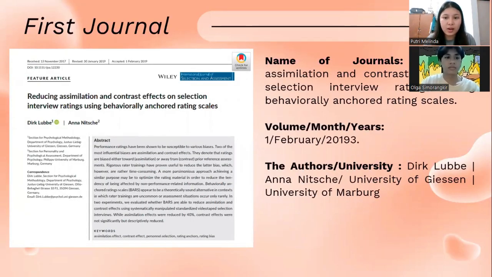Okay, the first journal. The name of the first journal is Reducing Assimilation and Contrast Effects on Selection Interview Ratings Using Behaviorally Anchored Rating Scales. The volume is 1, the month is February, and the year is 2019. The authors are Dirk Loop and Anna Nietzsche, and the universities are University of Gießen and University of Marburg. Next slide.